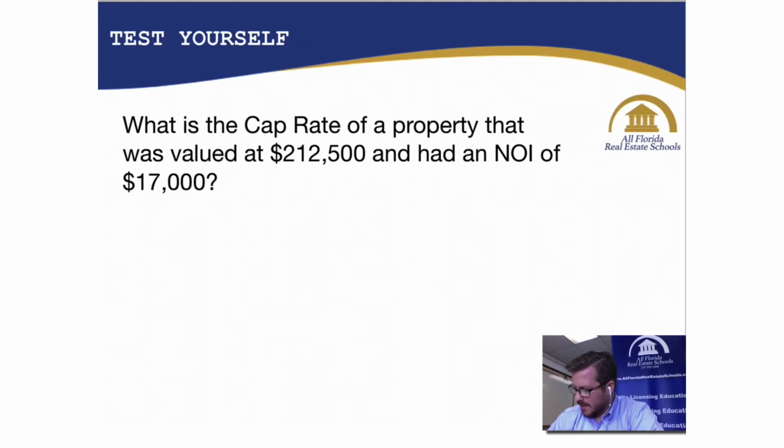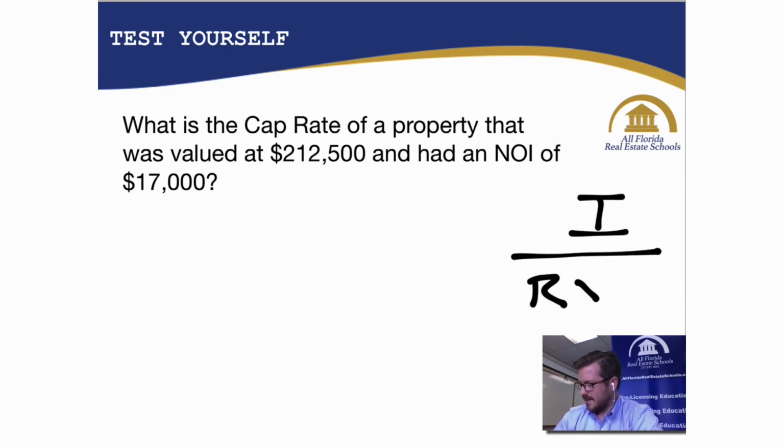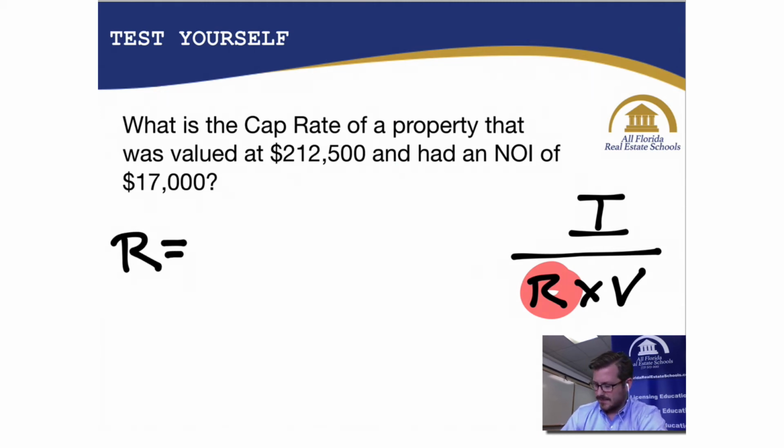All right, now we have the income cap rate of a property was valued at $212,500. Had an NOI of $17,000. Okay, so we want to figure out the cap rate here. Let's draw our IRV formula again. So I over R times V. And we know we want to solve for the cap rate. So we know the rate here is going to leave us with I divided by V.